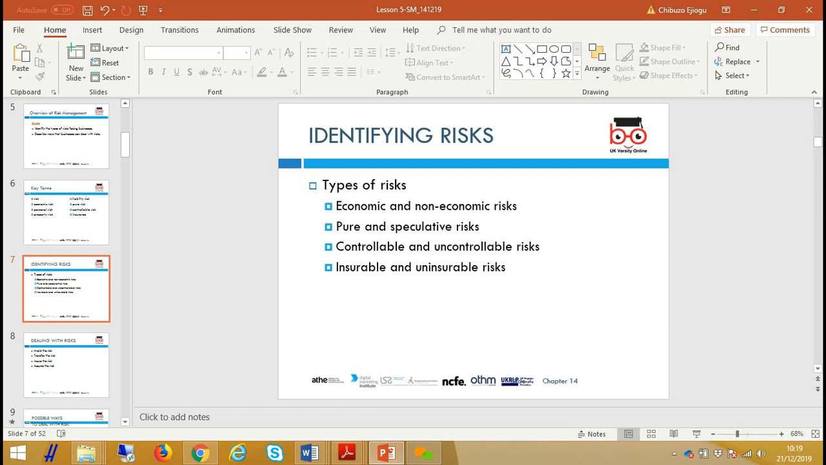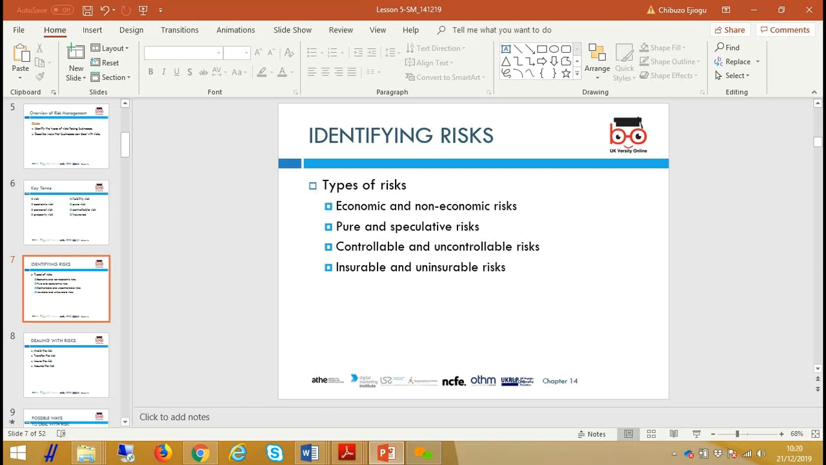And for the non-economic risk, insurers tend to avoid insurance, right? But as a manager, you have to protect. So when you're making decisions, you are not only making decisions to protect your economic assets, you should also be making decisions in your strategy to protect your non-economic assets, right? So then the other one is pure and speculative risk.